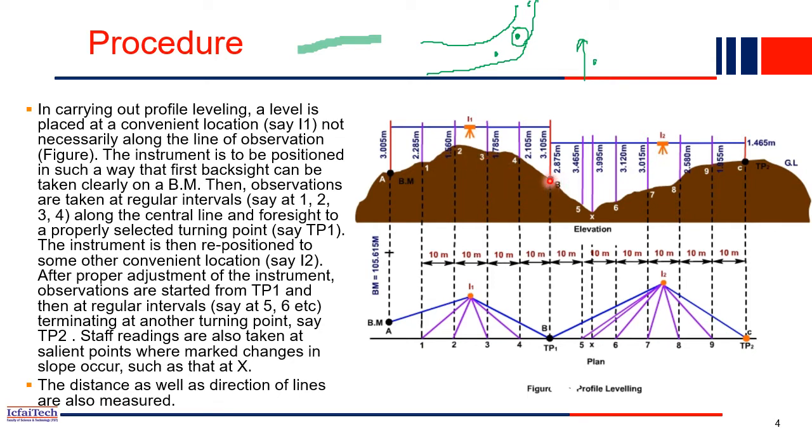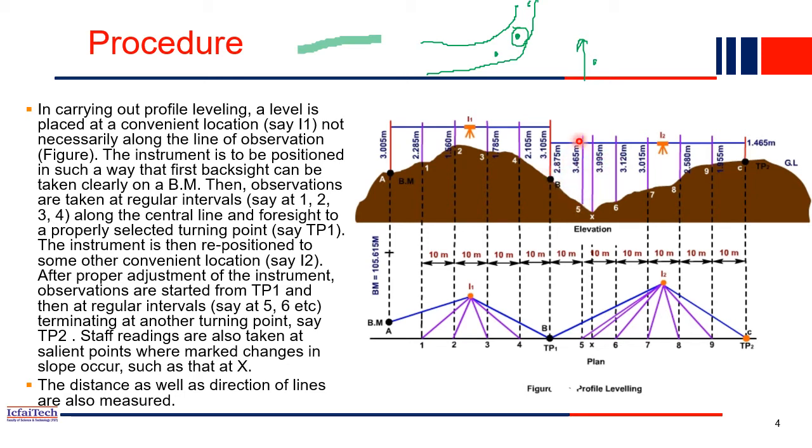And then the B station. At B station we have to shift the instrument, right? So we take the foresight at B, and again you shift the instrument to the L2 location, and again you take the backsight of B. Okay, so now you can establish the point elevation at B.